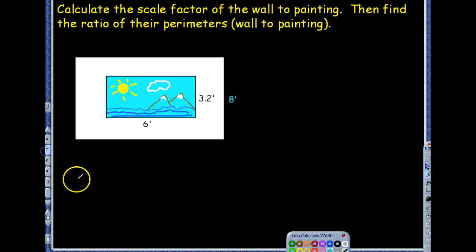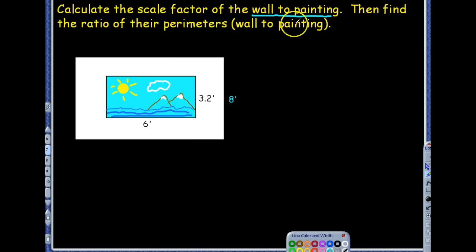All right. Let's apply this idea, and we're going to actually calculate the scale factor from this picture here. It says of the wall to the painting. We put the artwork on a white wall.